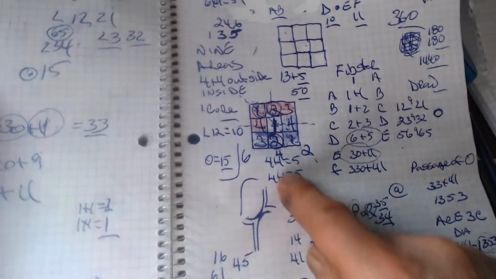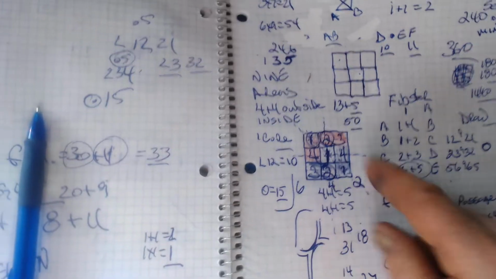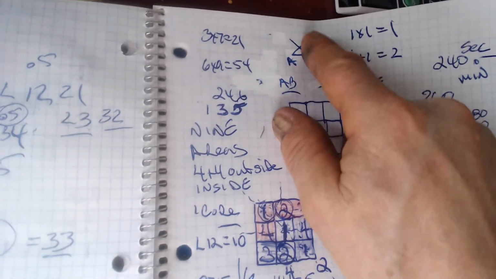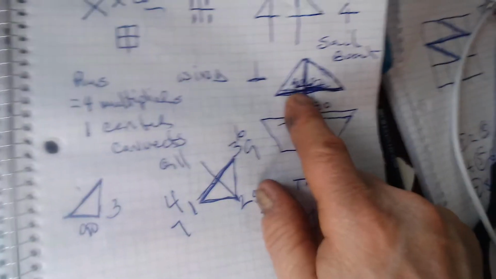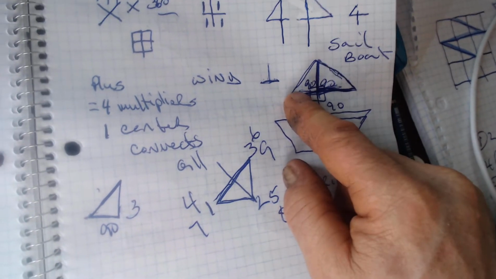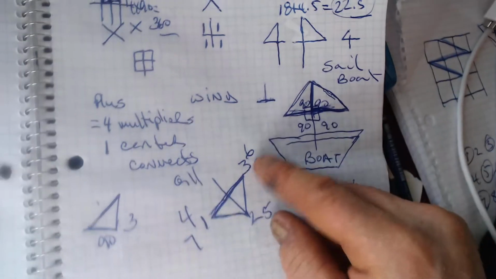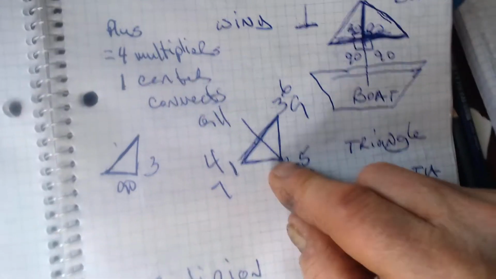Why? Because when you go around in your day, when you go around in your 360 degrees, there's a greater distance between 3 and 1 than there is between 1 and 2.